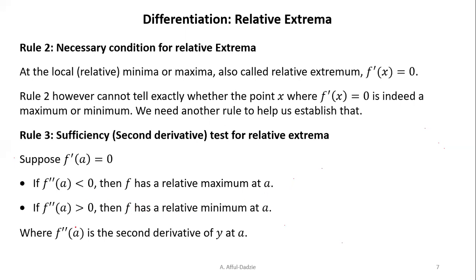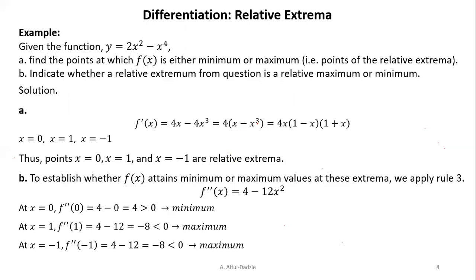If you take f double prime of a, the second derivative of the function, and it is greater than 0, then the function has a relative minimum at a. So this f double prime of a is what we call the second derivative of y at a. I know this is quite abstract, so let's get into some practical examples and see how it works out.